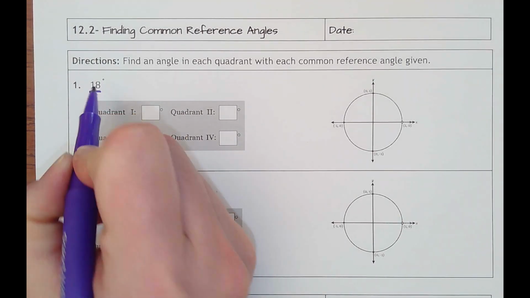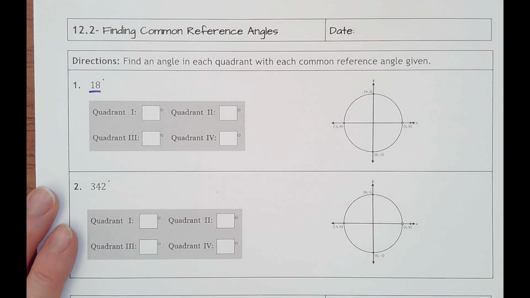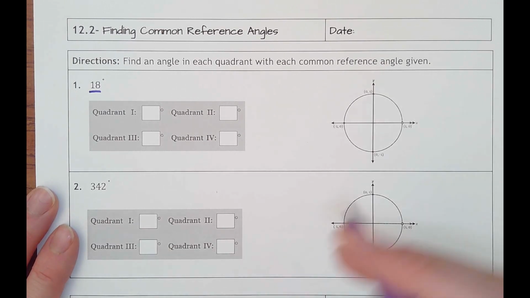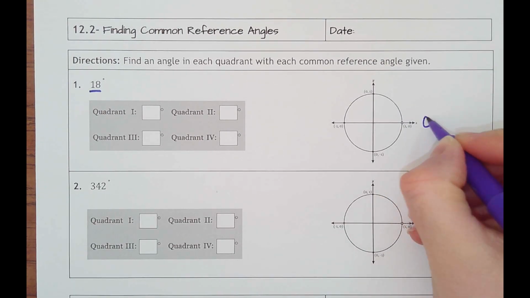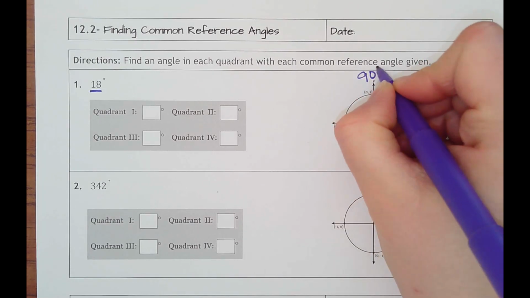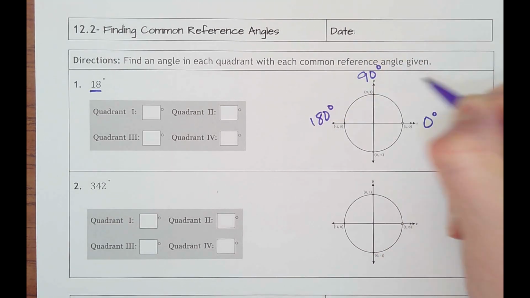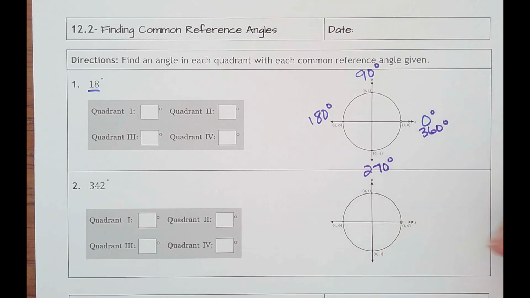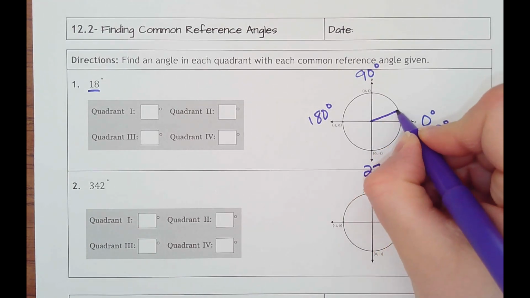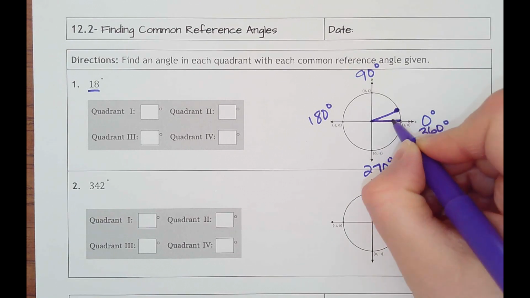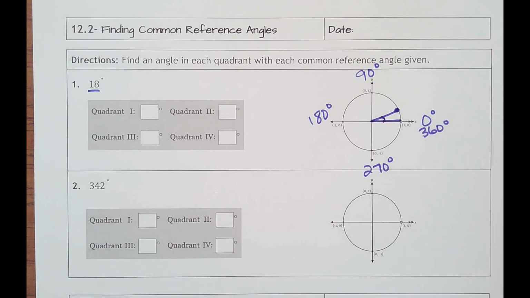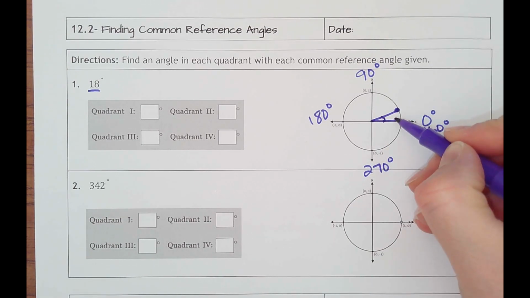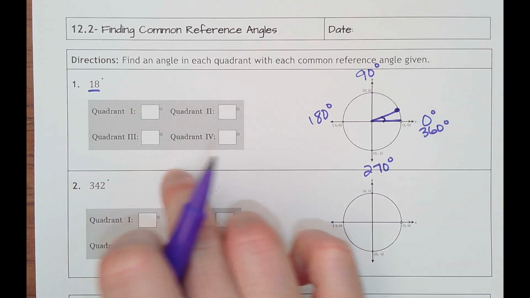Our angle is 18 degrees. So my first job would be to figure out what quadrant that is in. That would be in quadrant 1, because remember we have 0 to 90, 90 to 180, 180 to 270, 270 to 360. So 18 degrees would be something like this angle right here. So whatever angle that is, that goes in its quadrant.